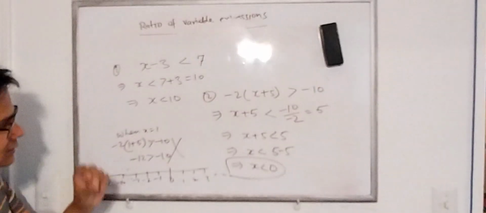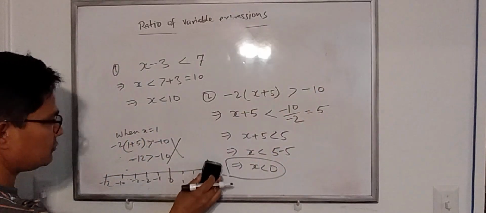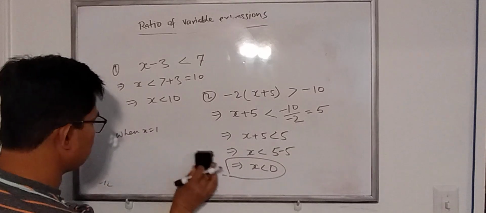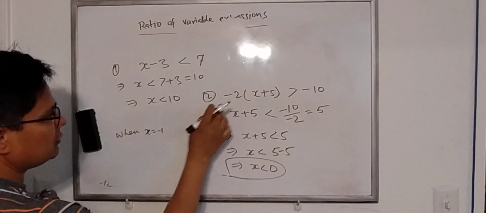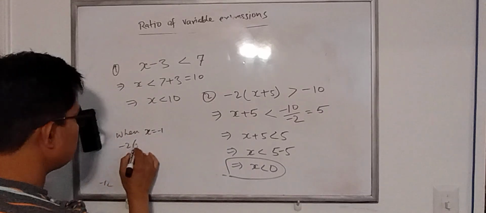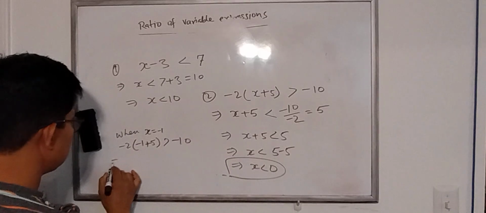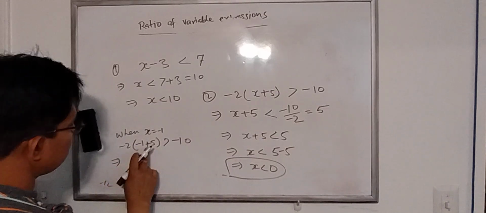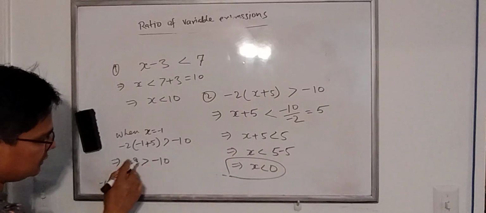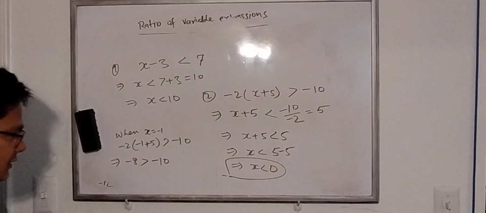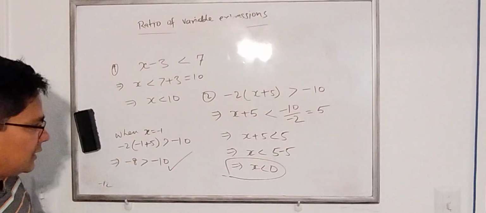We proved that here. Now let's try some value where x is less than 0. So let's try x equal to -1. This side will be -2 times (-1 plus 5) greater than or equal to -10. So this will be -2 times 4, so -8 is greater than -10. It is correct. -8 is greater than -10, yes, because -8 is on the right hand side of -10.